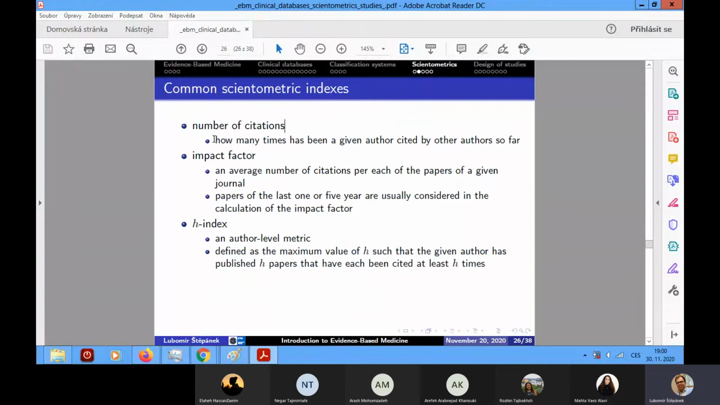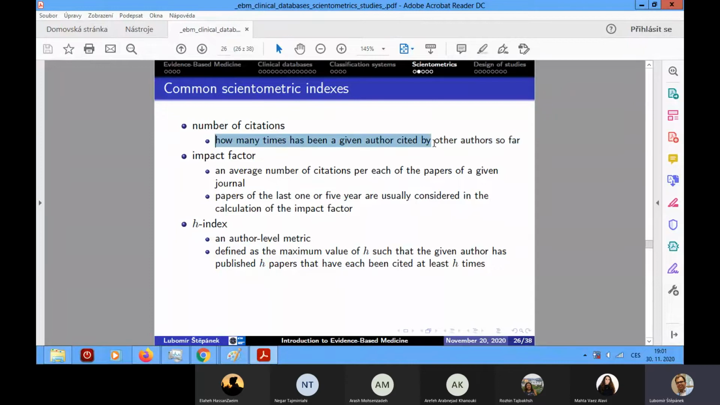For example, we have many scientific documents, and all of these documents belong to one author. Sorry, I think there is an error here, because the number of citations is not related to the author; it's related to the document. So I have to correct this.